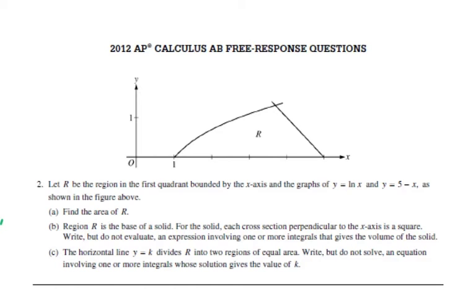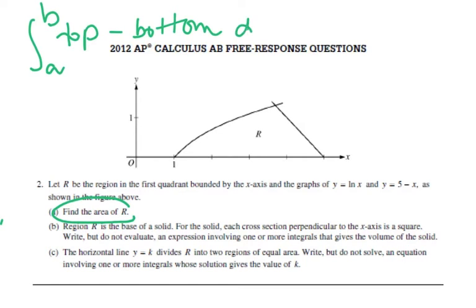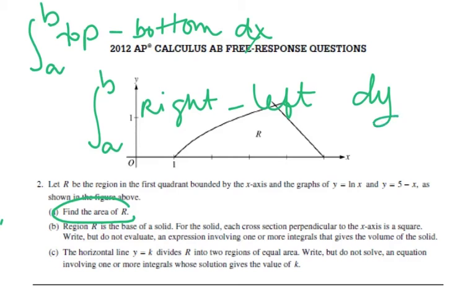Alright, so let's review how to find area of two curves. So let's look at question A. To find area, here is the formula from A to B, top function minus bottom function. And this is one in terms of x, so dx. The second way you can do it is also from A to B, but from right minus the left function, but this one is dy.